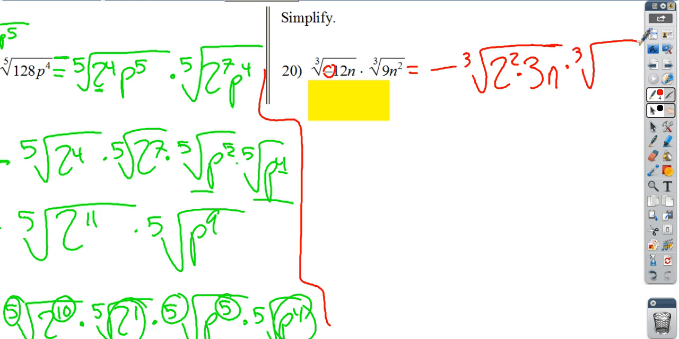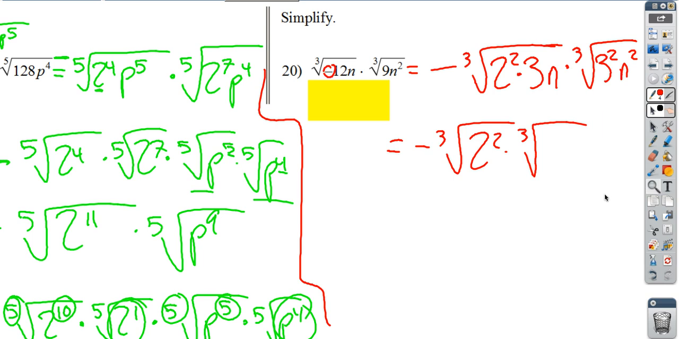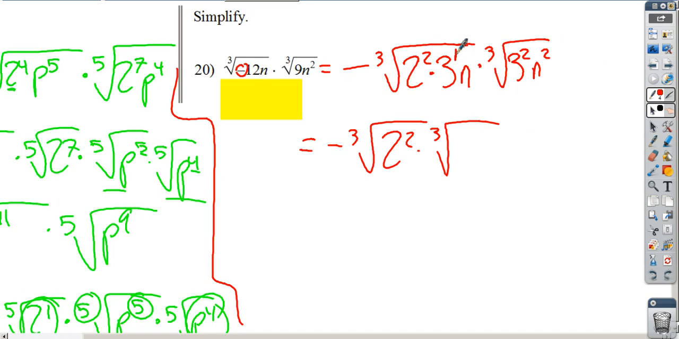And then let's factor the 9 as well. 9 is 3 to the second. And then we still have that n squared. So we'll put all the things that are like each other together. We have cube root of 2 squared. Well, there's no other power of 2 under there, so we're not going to be able to do anything with that, so we're just going to leave it alone. Okay, then we have the cube root of 3 to the first times 3 to the second.